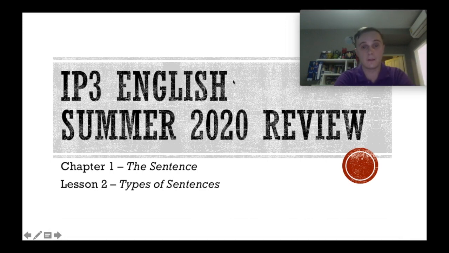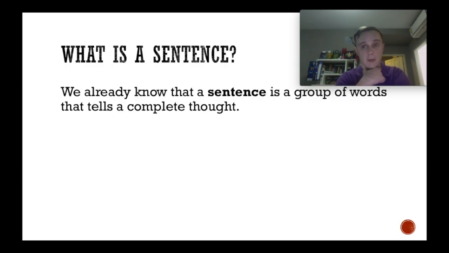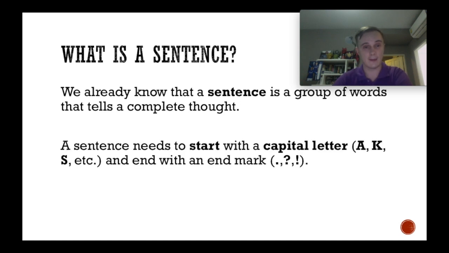English chapter 1, the sentence, and lesson 2, types of sentences. So you should remember from last week that a sentence is a group of words that tells a complete thought. And you should know this already, but a sentence needs to start with a capital letter, so any letter of the alphabet but with a capital, and needs to end with an end mark, so either a full stop, a question mark, or an exclamation point.